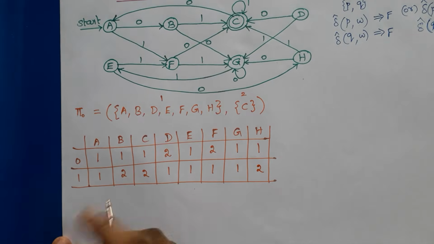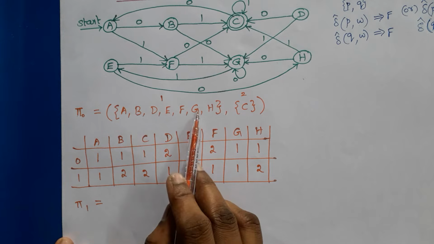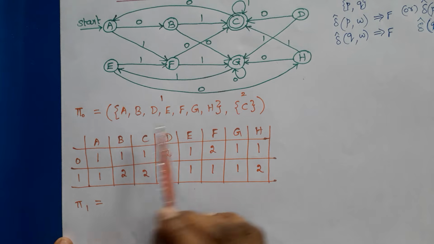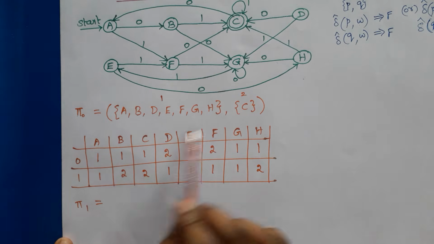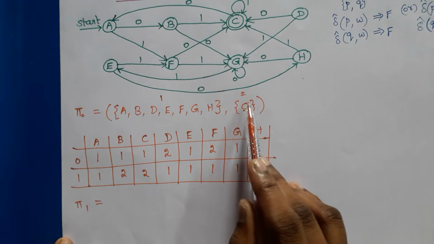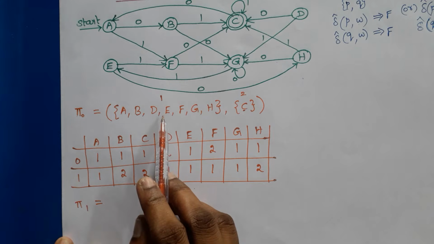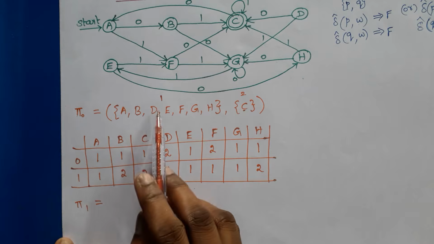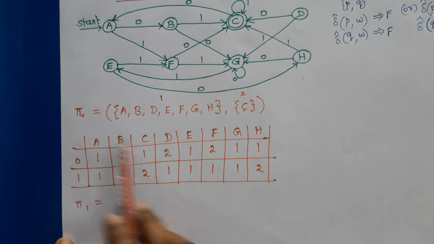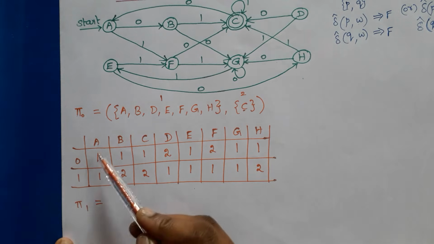So now we need to form the next group, π1. That is, we have to check whether we can split this group further. This is a partitioning method. So we have to check whether group number 1 can be partitioned further. We cannot partition group number 2 further because this group has only one state. But we can further partition group number 1. So among all these 7 states, we have to check which states are equivalent.